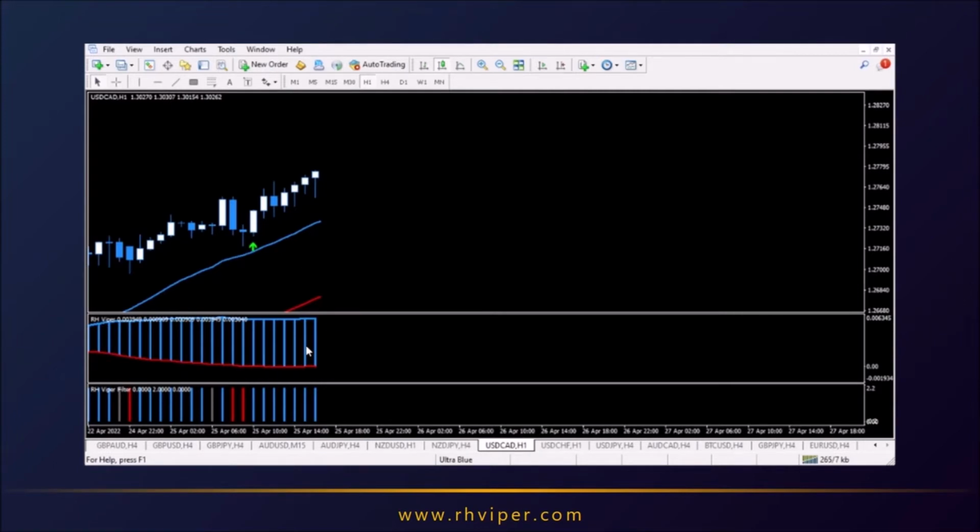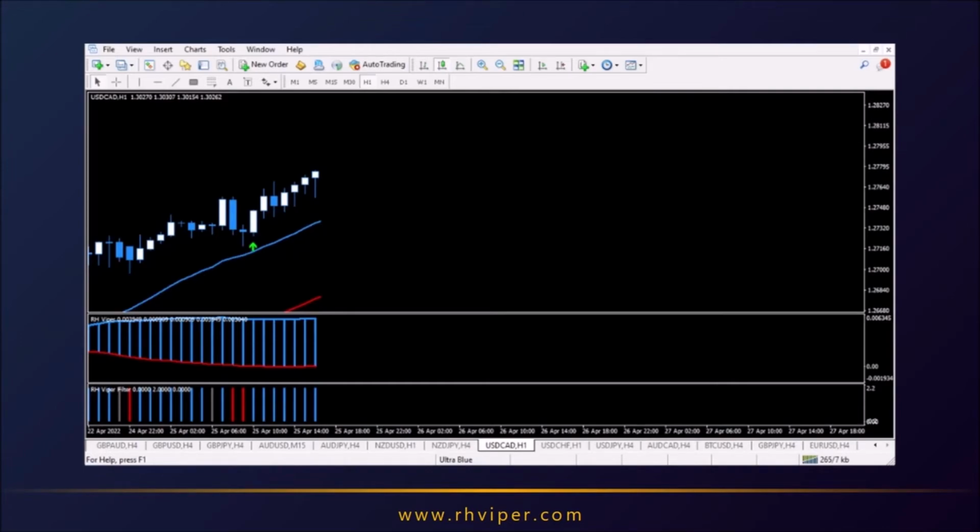The RHViper indicator, this is bullish. We've got the blue line of the Viper indicator above the red line, and it doesn't much matter what the RHViper filter is doing, but it's blue. Again, doesn't much matter.